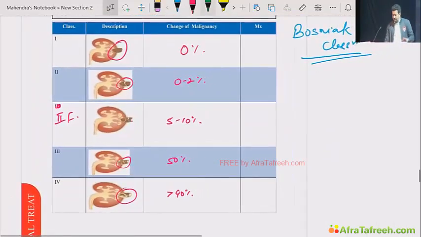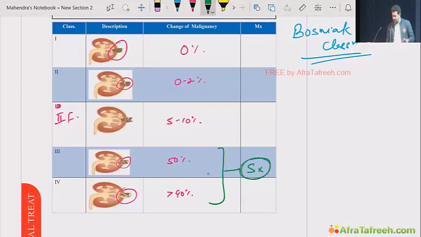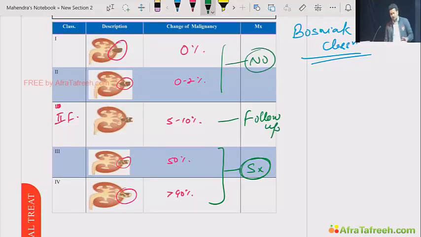Okay, so that's why in type 3 and 4, you will do surgery, do nephrectomy. Type 2F, you will do follow-up. And type 1 and 2, no treatment. No treatment is required. You can tell the patient that these are not malignant and also it is not going to turn into cancer, so you can wait and watch in those cases. Okay, so this is the Bosniak classification of renal cyst.